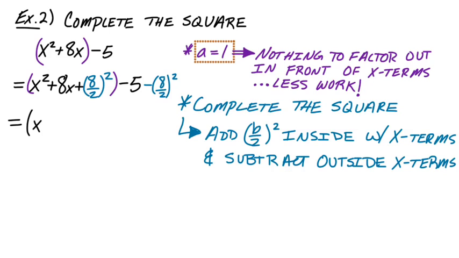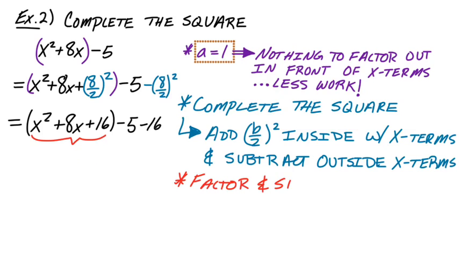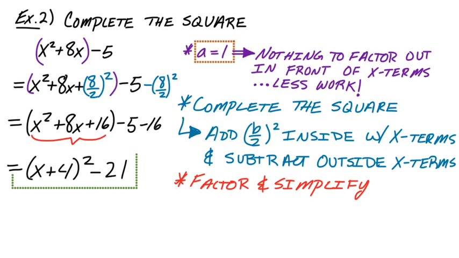And let's go ahead and factor and simplify this thing. So I know this is 16. It's going to be minus 21 out here. Again, x plus 4, better known as x plus 4 squared. So our last step, factor and simplify, x plus 4 squared minus 21.